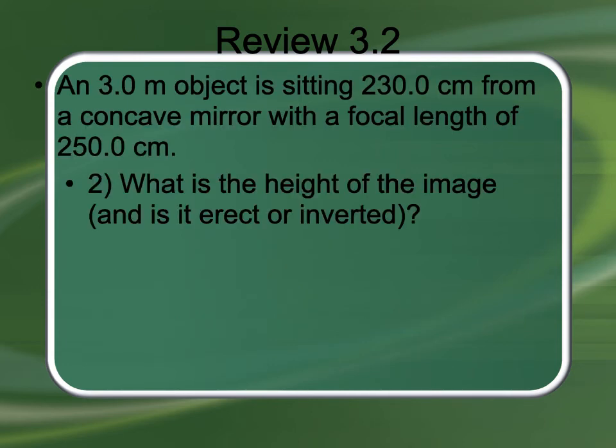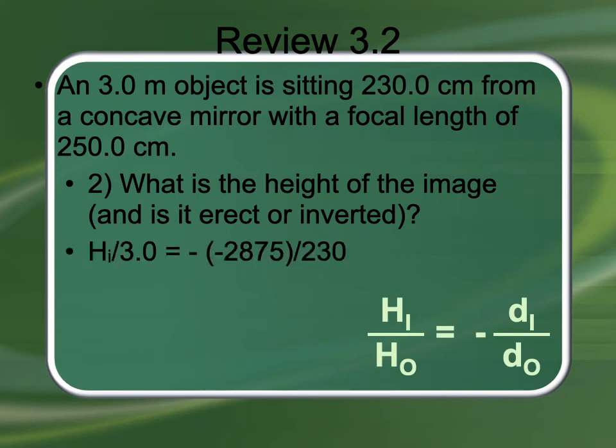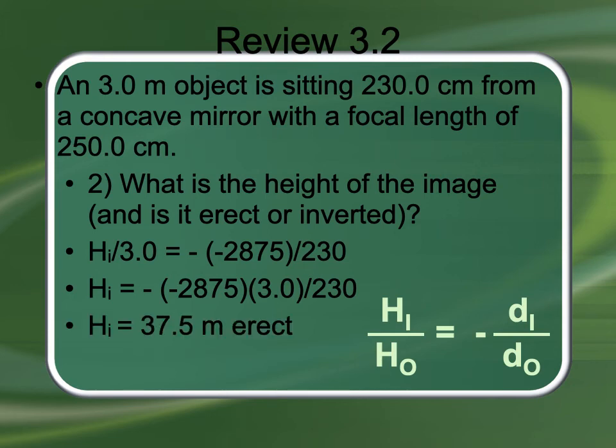Okay, same question, except they ask, what is the height of the image, and is it erect or inverted? Now, this is the equation that we were given. The height of the image divided by the height of the object is the negative of the distance of the image over the distance of the object. So we have the height of the image divided by 3.0. That's the original object's height. And then we have the negative sign from the equation, a negative 2875. That's the distance of the image, and 230, which is the distance of the object. And again, some basic algebra, multiplying both sides by 3, going through, we get 37.5 meters, erect.